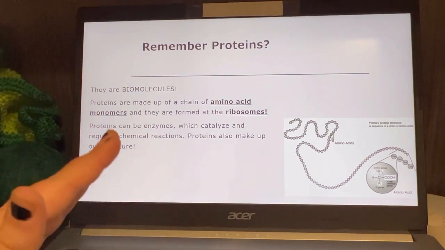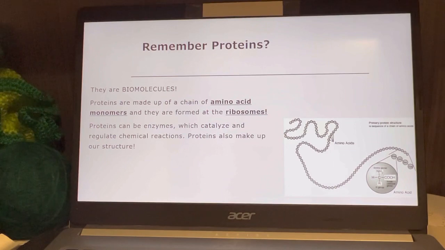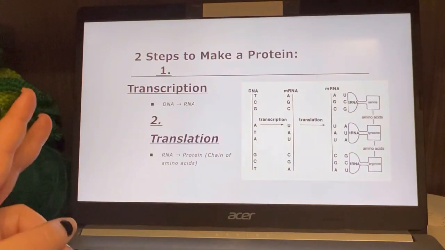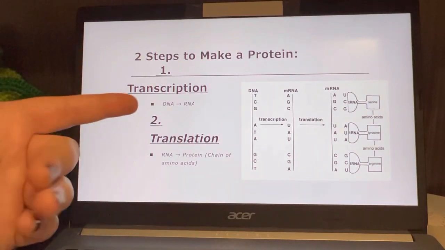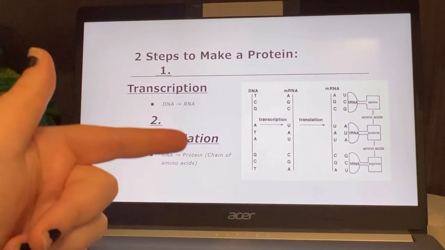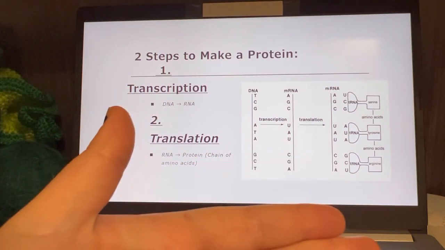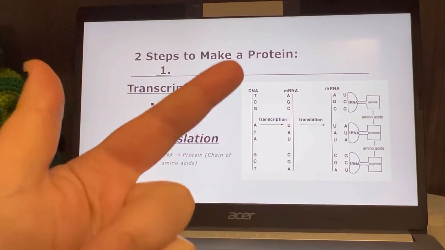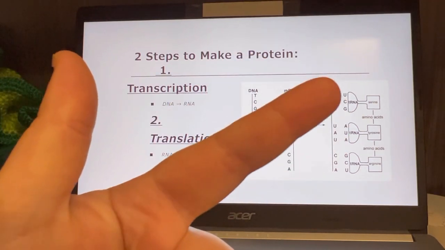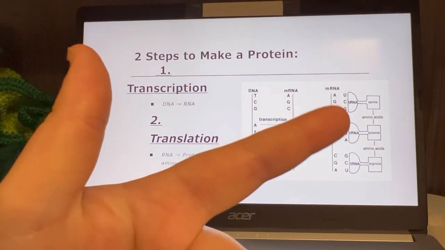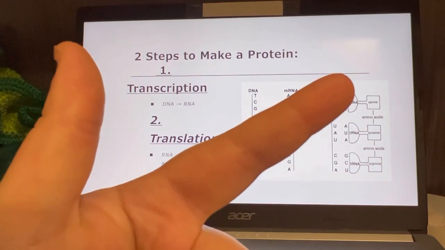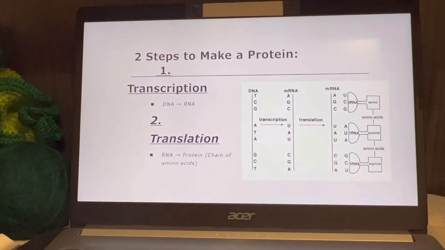But you learn about protein folding when you get into year 11 and 12 if you continue on to do biology. Alright, so two steps to make a protein: transcription, going from DNA to RNA, and then translation, RNA to protein. Like what's happening in this diagram here. DNA to RNA, or mRNA, and then mRNA getting the tRNA to translate its code into amino acids.